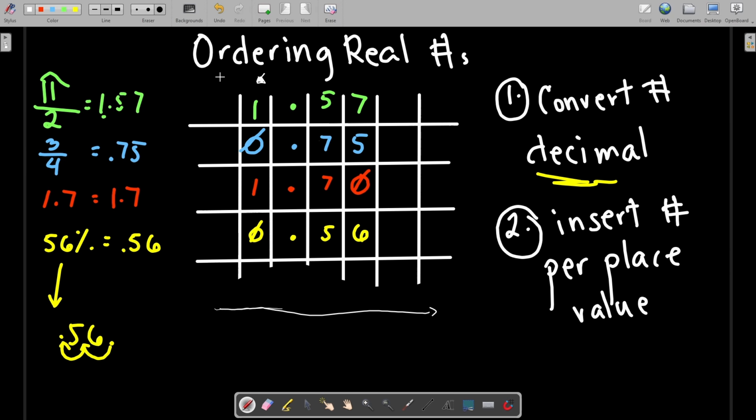Answer is what? 0. Okay? You have 2 zeros right here. We go to the next place value, which is your tenths place. So now we can compare on the tenths place of these 2 zeros. Between these two, 0.75 and 0.56, which is the lesser value?